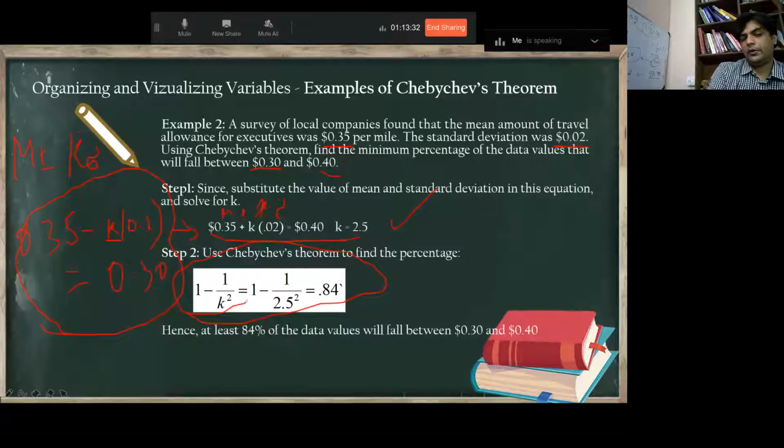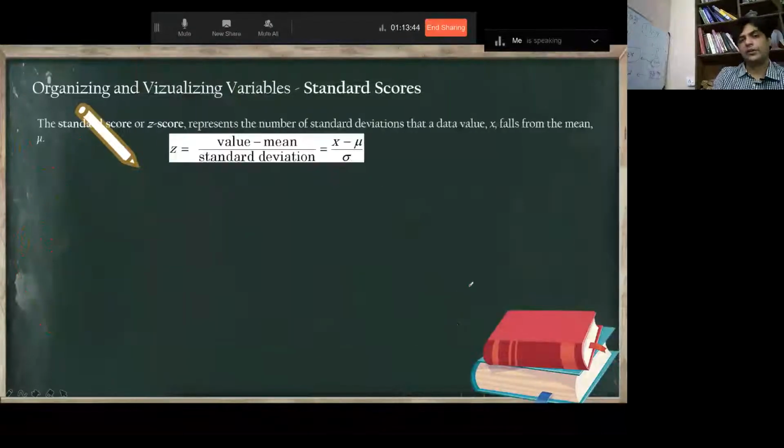We already know. So this one is really important. 1 minus 1 upon k squared. And you can get the 84% answer. So 84% of the data values will fall between 0.30 and this. Now let's consider the z-score. It is really important. Z-score is really important. What is z-score?